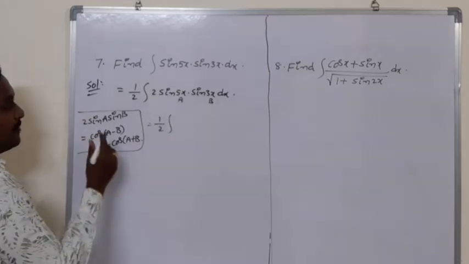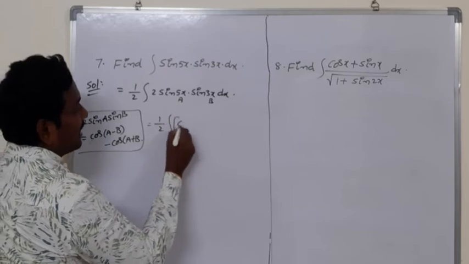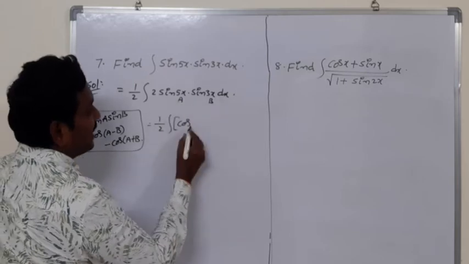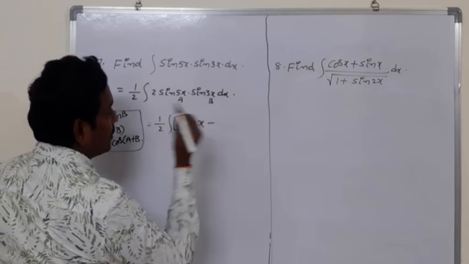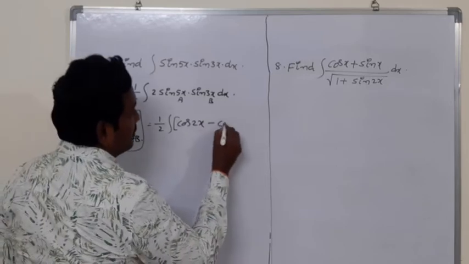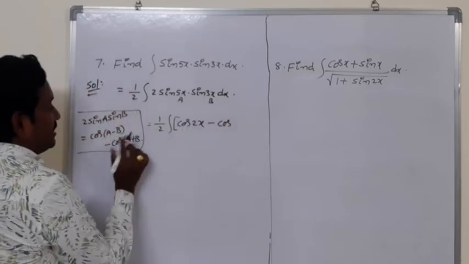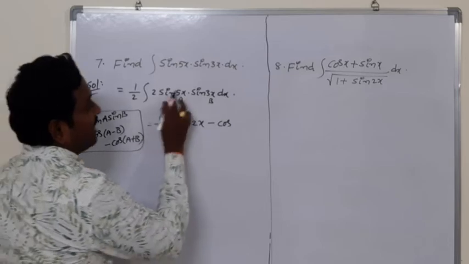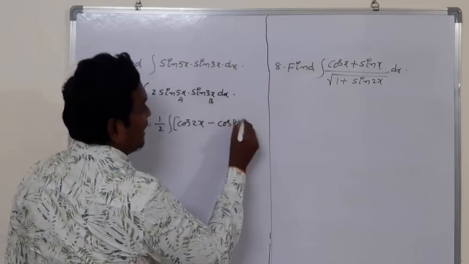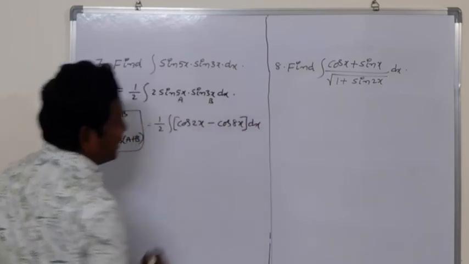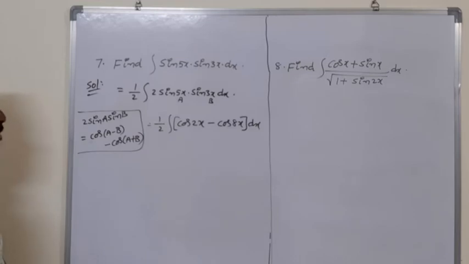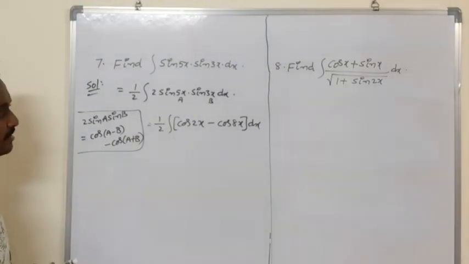First write cos of A minus B. Open the bracket. Cos of 5x minus 3x, 2x, minus second part cos of A plus B, 5x plus 3x, 8x, whole into dx. So write the integrations directly now.